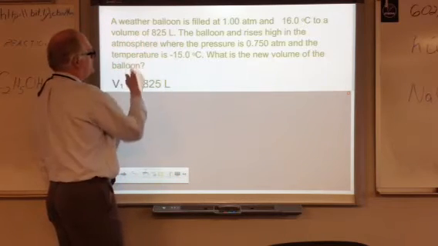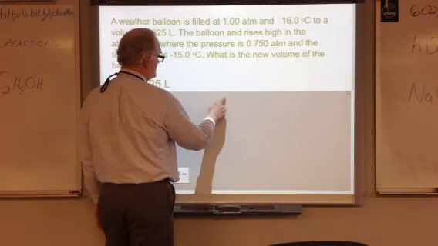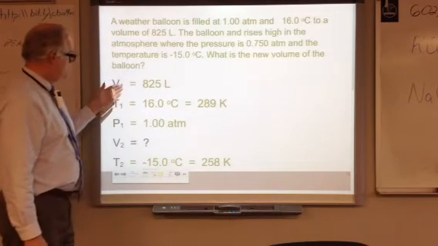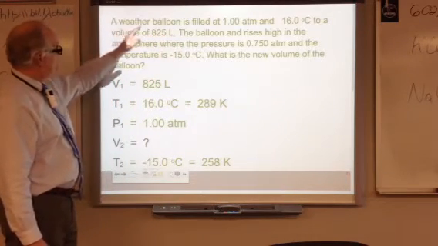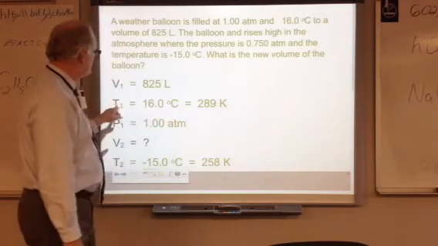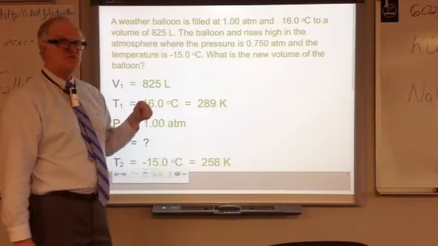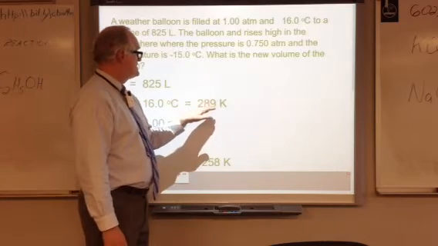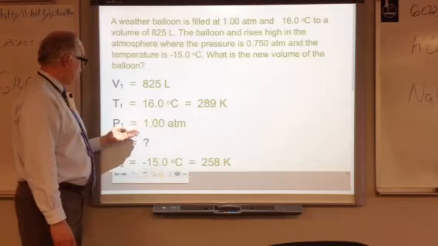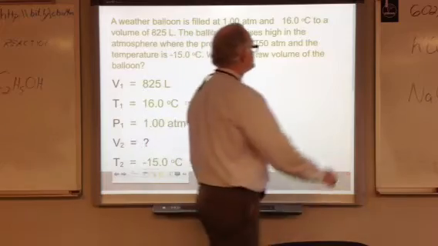So we can take the words of our problem and figure out some of our parameters to put into our combined gas law equation. We can read the problem and find that volume 1, the initial volume of the balloon, is 825 liters. Temperature 1 is 16 degrees Celsius when the balloon was first filled. We add 273 to that. The initial temperature is 289 Kelvin. The pressure when we filled the balloon at the beginning of the problem was 1 atmosphere.